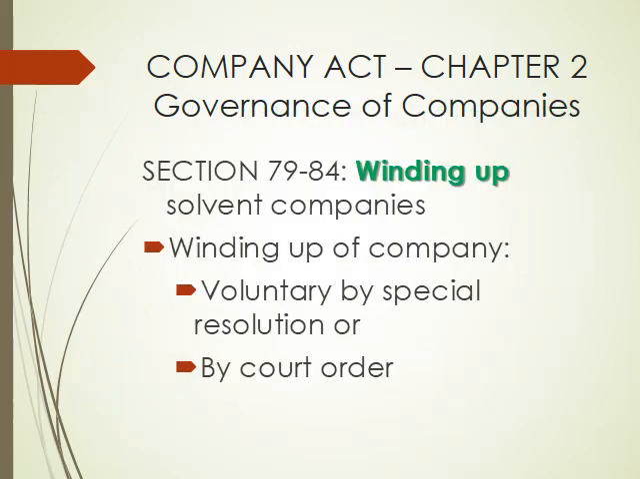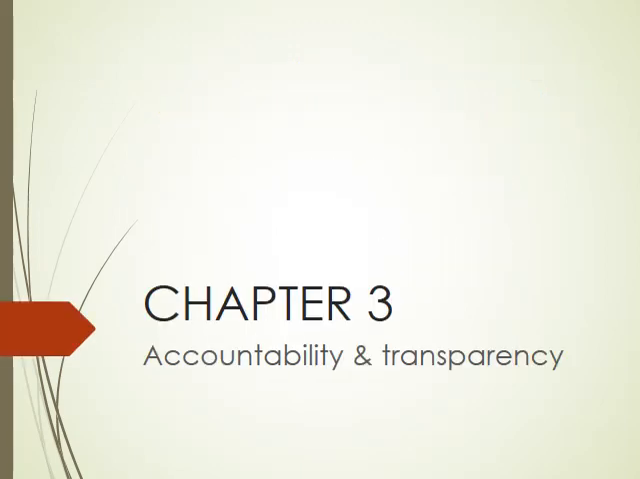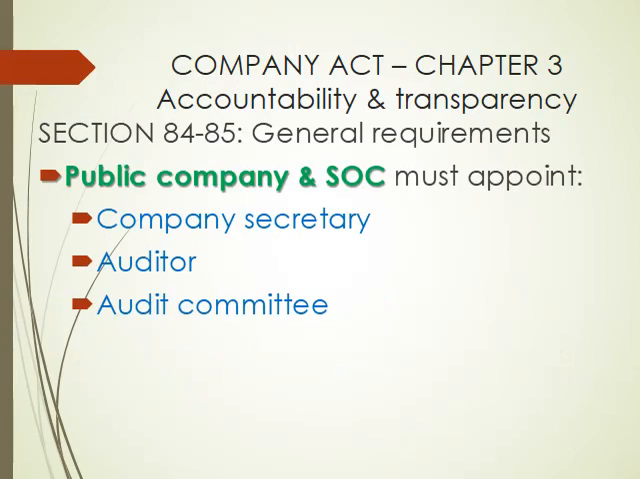Okay, so sections 79 to 84 talk about winding up of solvent companies. A company may be wound up, or liquidated, voluntarily by special resolution of the shareholders, or it could be in terms of a court order. Okay, so chapter 3 talks about accountability and transparency.